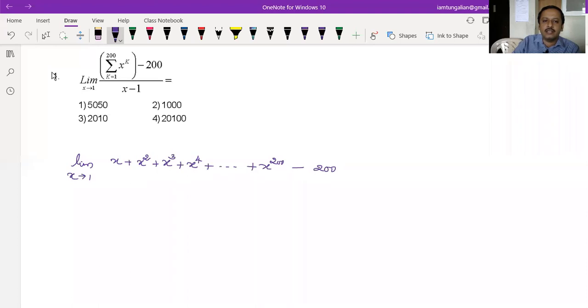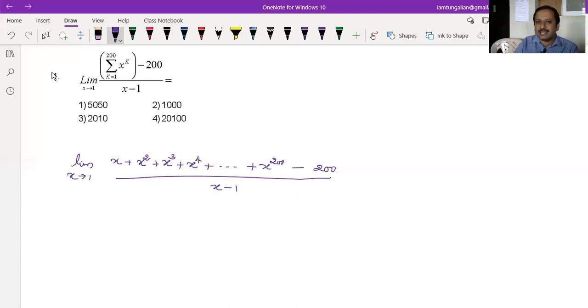Minus 200, divided by x minus 1. So go on putting values for k starting from 1 to 200. Look here, summation k from 1 to 200 x power k. Its meaning is put k equal to 1, then k equal to 2, 3, 4, etc. So you get x plus x square plus x cube plus x power 4 and so on till x to the power 200. Minus 200. This is what we have now.